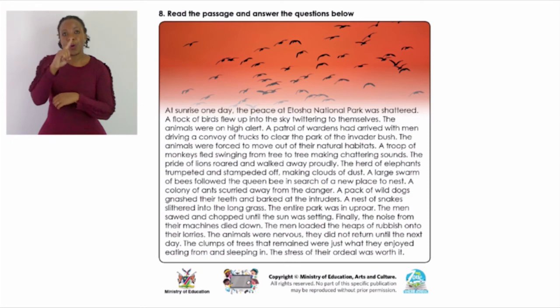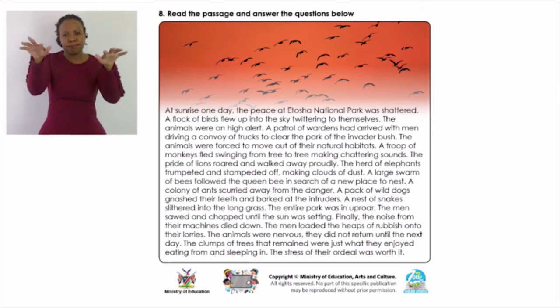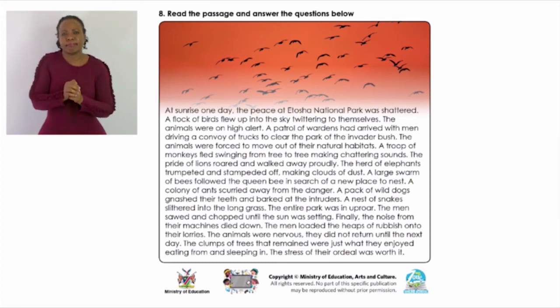At sunrise one day, the peace at Etosha National Park was shattered. A flock of birds flew up into the sky, twittering to themselves. The animals were on high alert. A patrol of wardens had arrived with men driving a convoy of trucks to clear the park of the invader bush. The animals were forced to move out of their natural habitats.